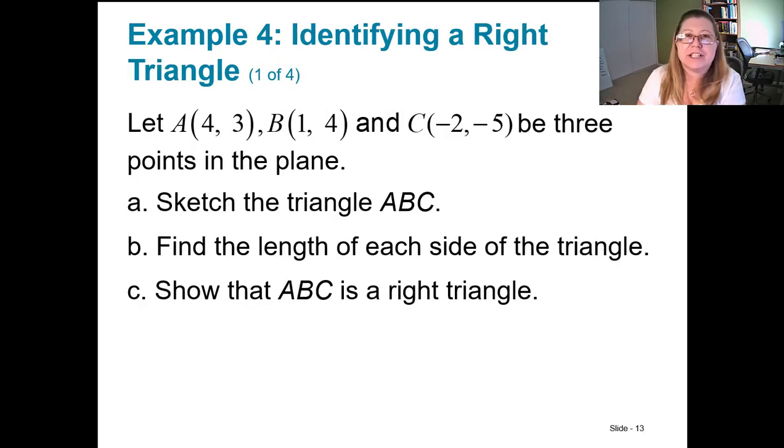So now let's take a look at this example. We want to show that a particular 3 points creates a right triangle. So how are we going to do that? We're going to take this in 3 steps. First of all, let's sketch it.